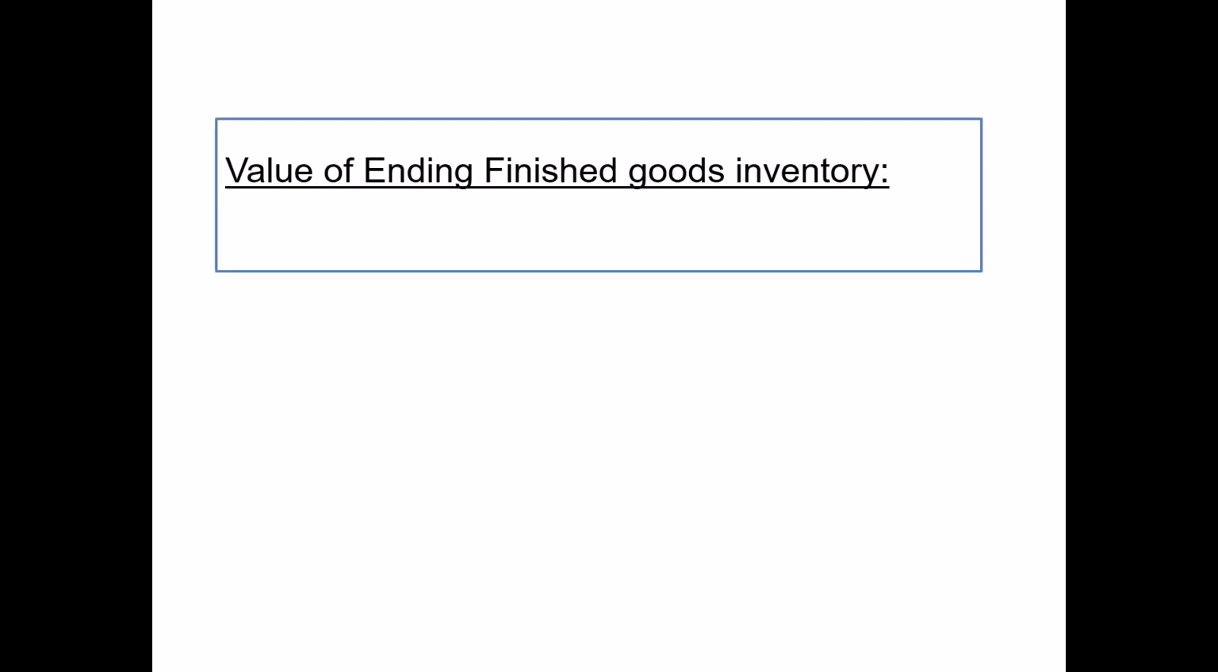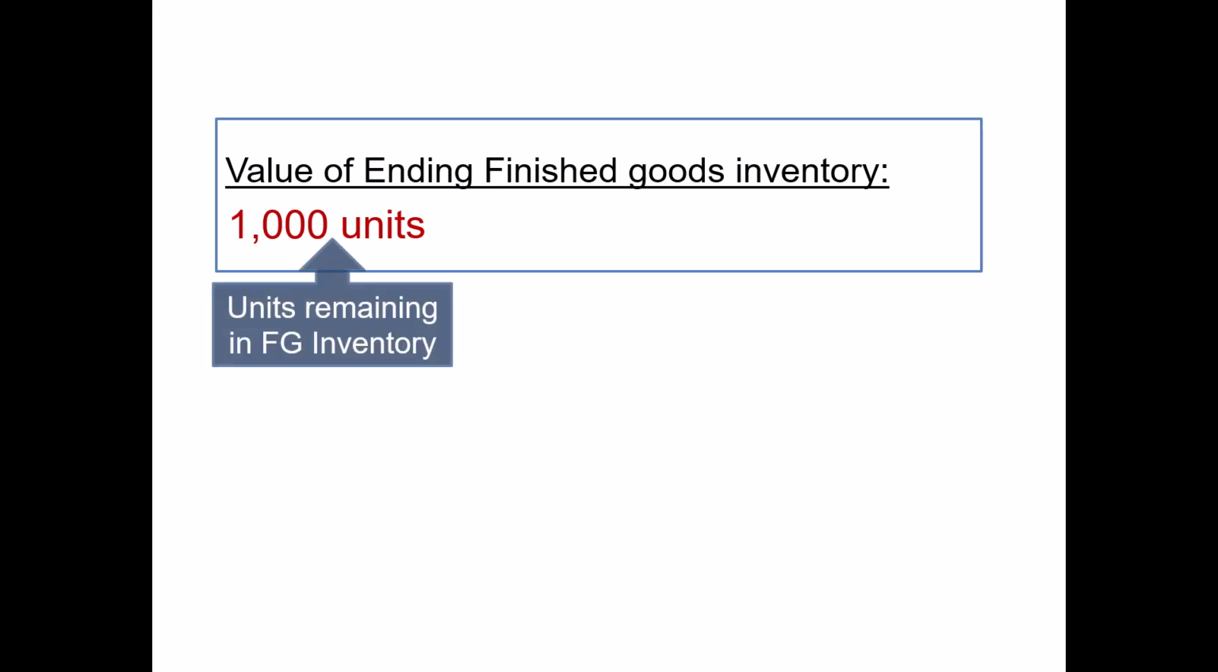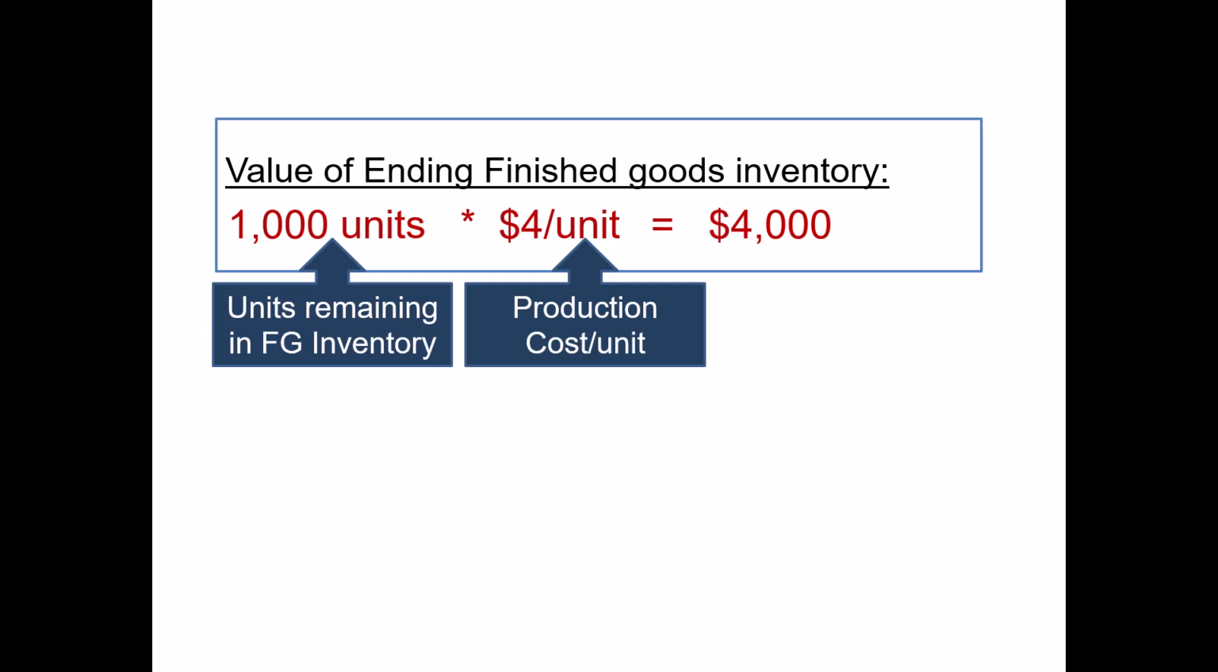To value the ending finished goods inventory, remember that 1,000 units were left in inventory at the end of the period. The cost we determined was $4 per unit. So the value on the balance sheet for finished goods inventory will be $4,000.